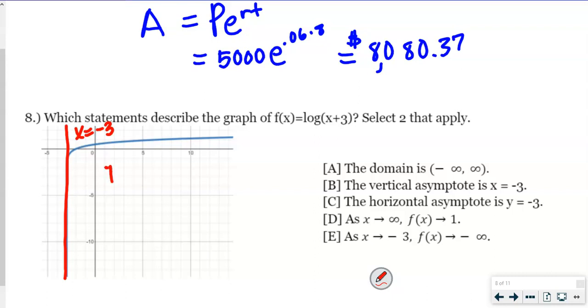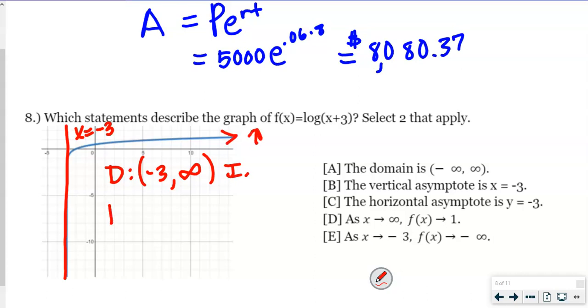So let's just talk about our domain first. Our domain is going to be from where? Isn't it going to be from -3 to infinity, because those are our x values? And is this graph increasing or decreasing? It's increasing on that interval, isn't it? Because it's going up all the way, right? Keep going up, up, up, up, up, right?